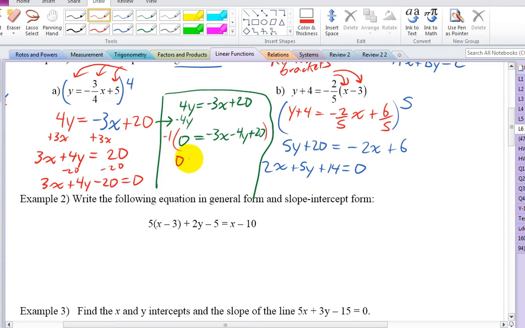A little tricky there. Equals plus 3x plus 4y minus 20. And now they're the same. Okay? So you must have a positive x. So if you don't, multiply by negative 1 and it fixes that problem.